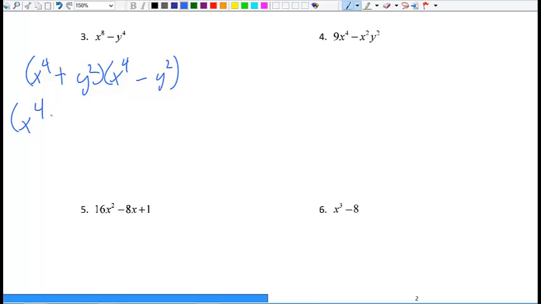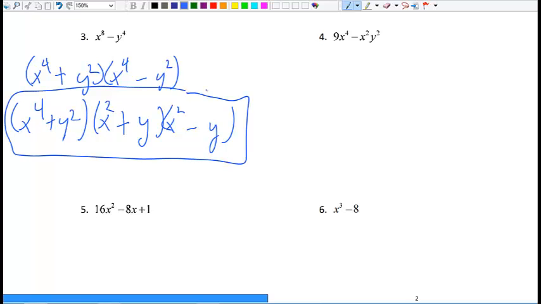So I'm going to bring down this, and so this would be x squared, and that would be y and y with 1 plus and 1 minus. And at that point, there's no more perfect squares, so I can't really do anything more with this. So I will stop here.